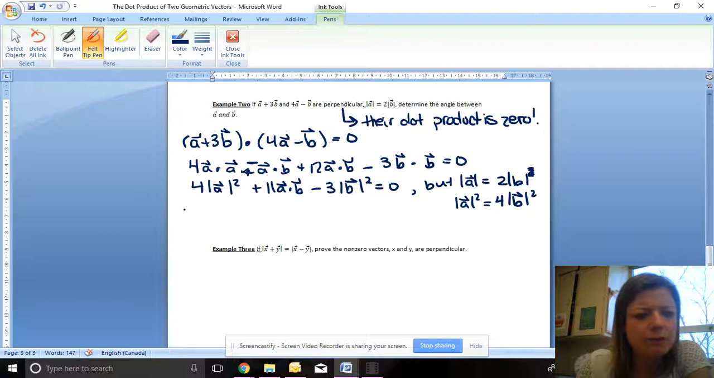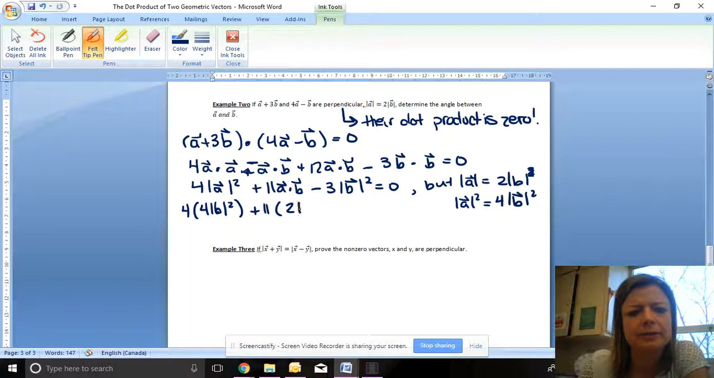So you get 4 times 4 magnitude of B squared plus 11. And then instead of A, we can put 2B times the magnitude of B, cos theta. That's the dot product there. Minus 3 magnitude of B squared equals 0. Okay, put this to the side.